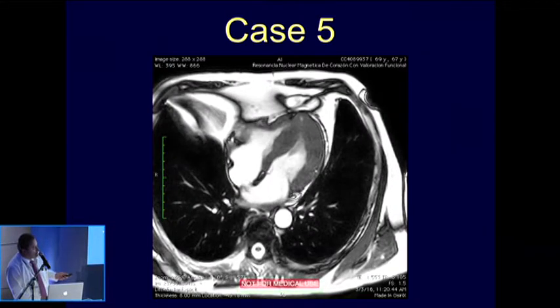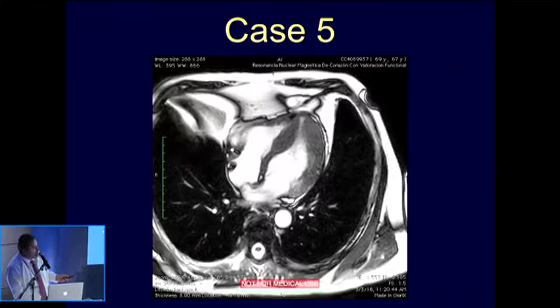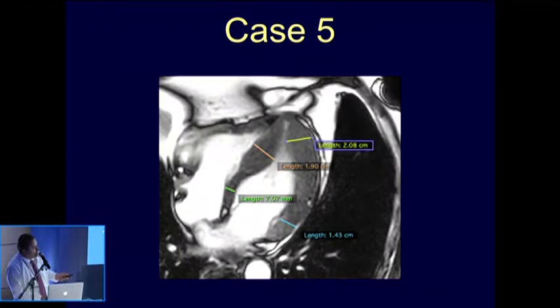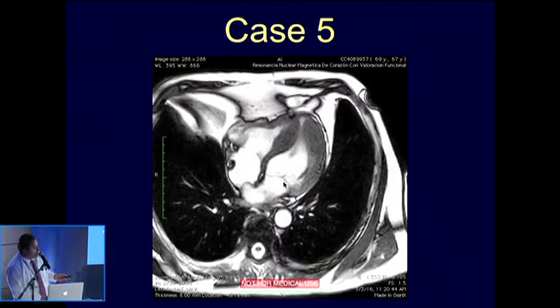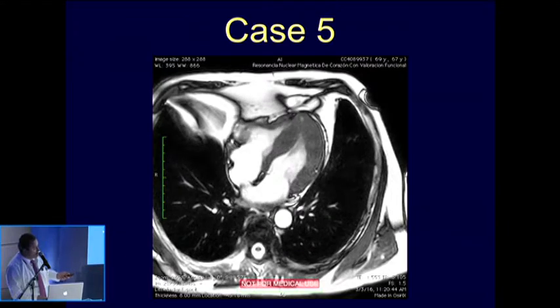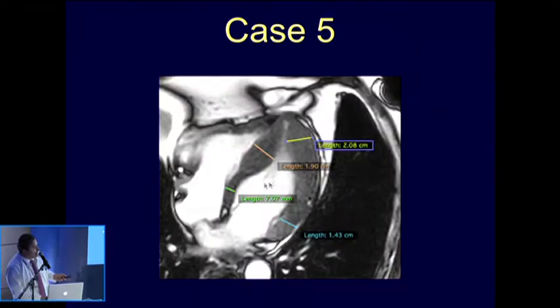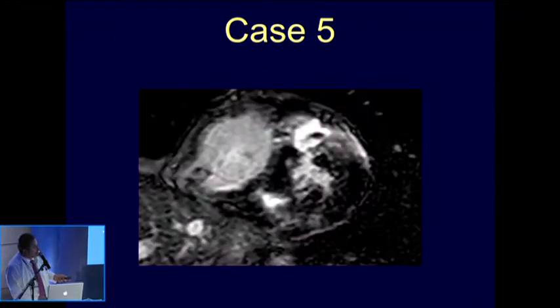And probably we can see it better here. This is the inferoseptal wall and the anterolateral wall preserved. But there is marked thickening in the middle third of both walls. And look at the measurement of the wall. Here it's 19 millimeters. Here it's 7, 14, and 12. So this is an atypical case.